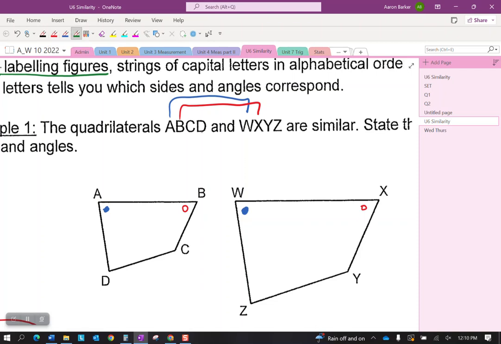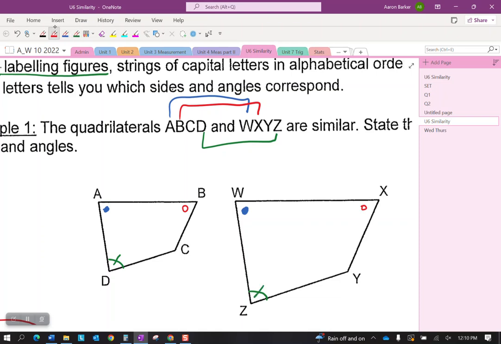What about D and Z? They're the last letters, so they're also equal. So for D and Z, I could use a curve, right? I could use a half circle, and I would put one line through it. So for Z, I'd use a half circle. How many lines? One. Okay.